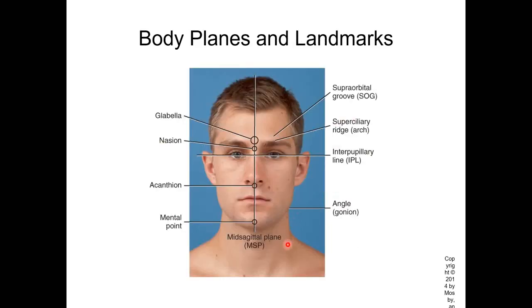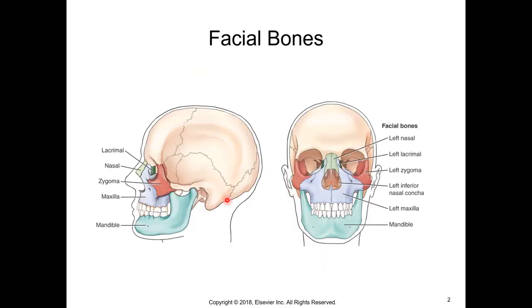And then, of course, you have your additional landmarks to look at. Your glabella is a huge centering point when you're talking about skull work or facial bones. Your nasion, also a very important landmark, acanthion, your mental point, all important. And then the gonion or gunion, however you'd like to pronounce it, is where your angle of your mandible is. So your gonion would be right here.